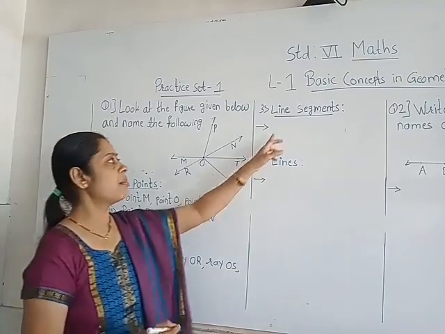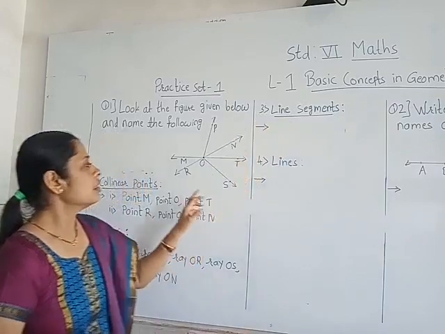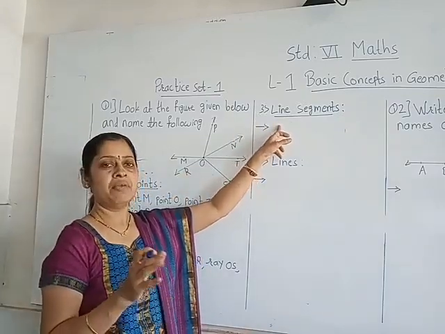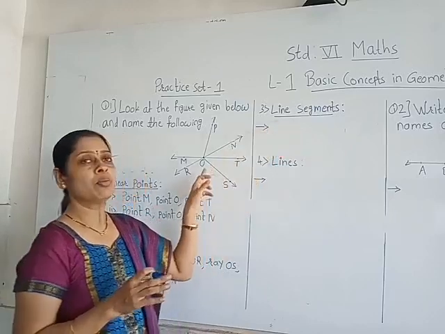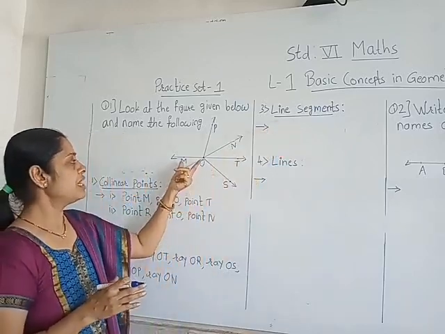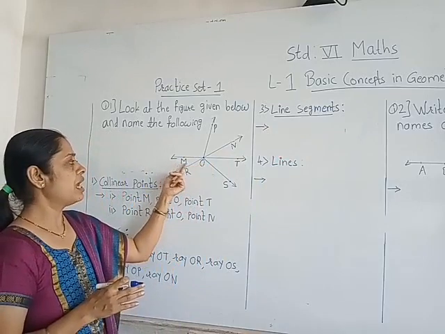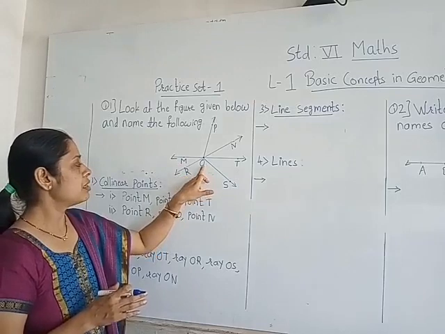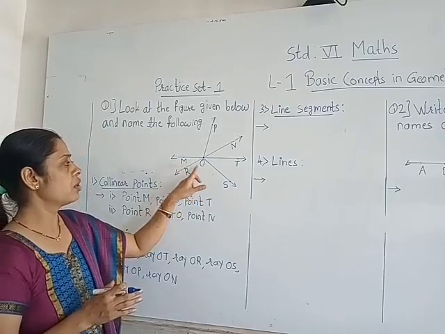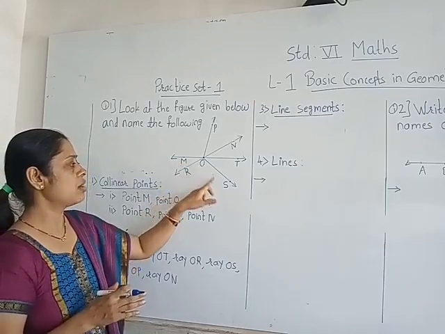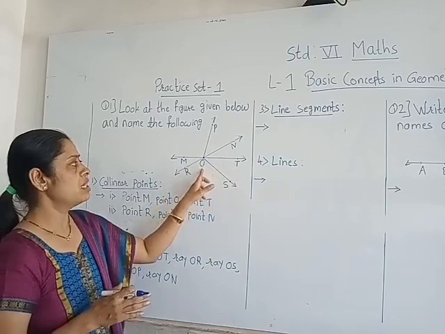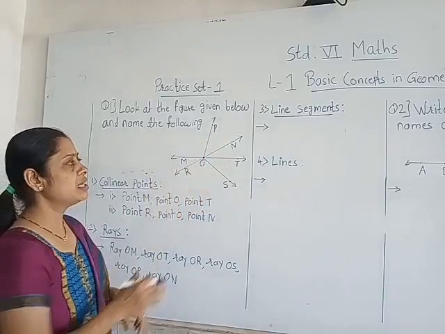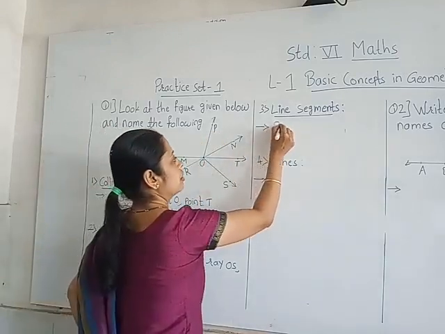Next we will find about line segments. We know that line segment has 2 endpoints which do not extend from both sides. So if we take these 2 points, point M and O, so the name of line segment should be line segment OM, say OR, say OS, say OT, say ON and say OP. Now we will write the name of line segment.